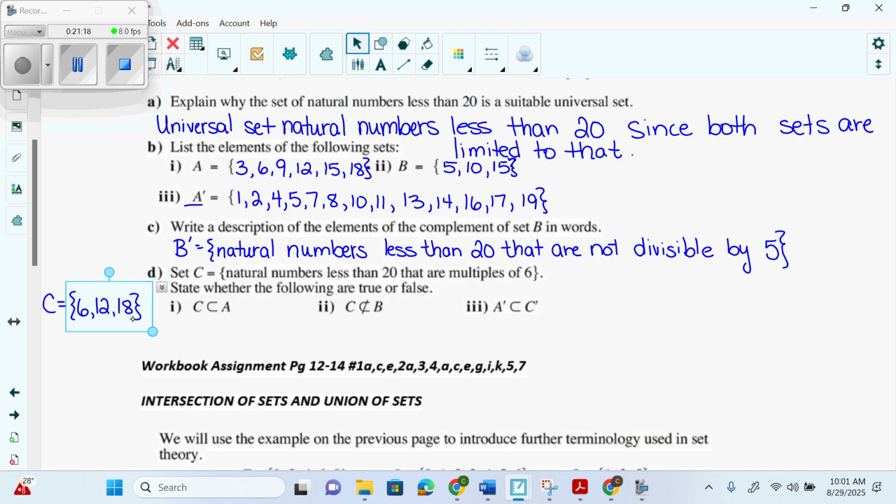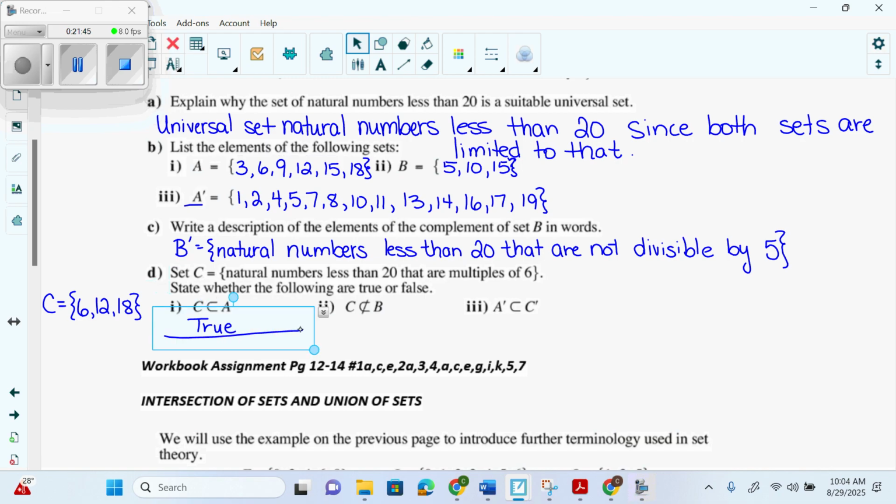If it's a subset. So I want you guys to try this out. 1, 2, and 3. See how you do. It says state whether the following are true or false. So your answer can be true or false. All right. Is C a subset of A? Is C in A? Well, let's check. C is 6, A has 6, C has 12, A has 12, C has 18, A has 18. This is true.